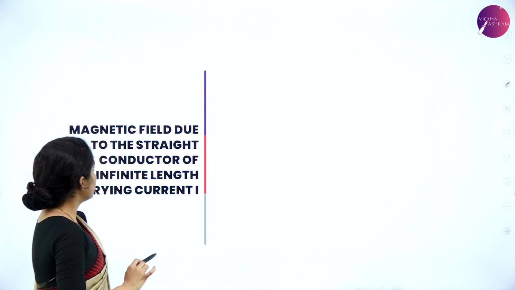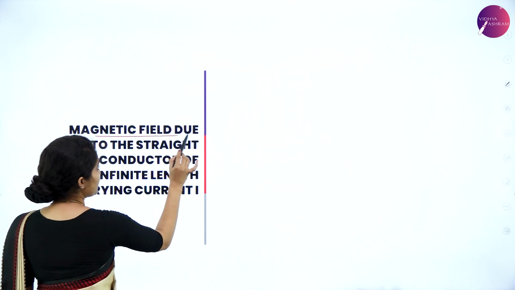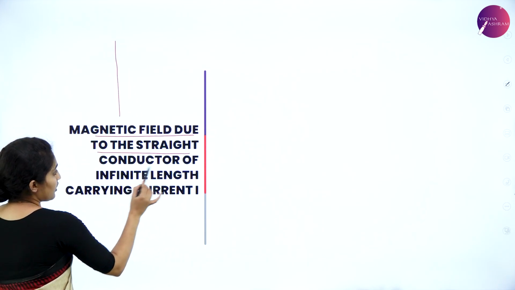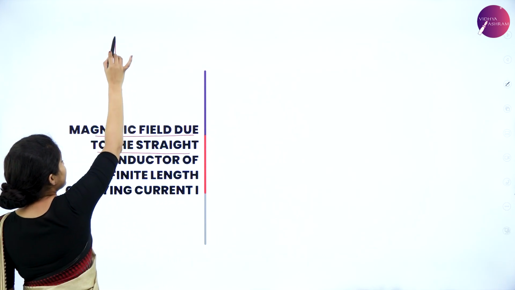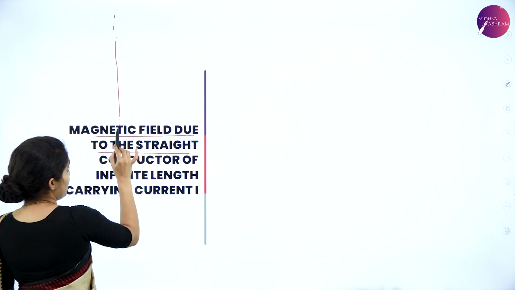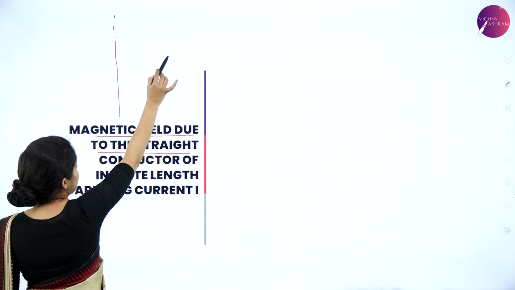Having this law, there is one derivation, that is, we have to find the magnetic field due to a straight conductor of infinite length, carrying current. So the magnetic field is always perpendicular to it.